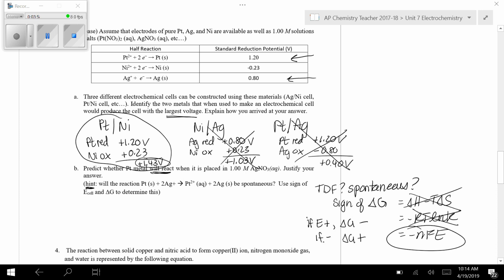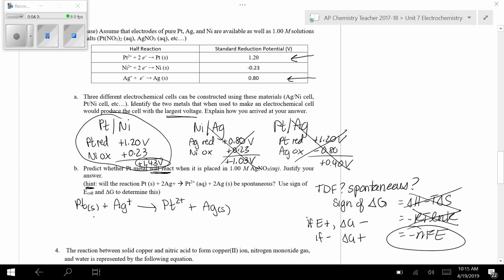And so then you have to ask yourself, well, what reaction would happen? So if you were to put solid platinum in a solution of silver ions, what you would get is you would have the oxidation of platinum and the reduction of silver. Okay, so the question is this reaction favorable? And you can figure this out by looking at the reduction potentials.